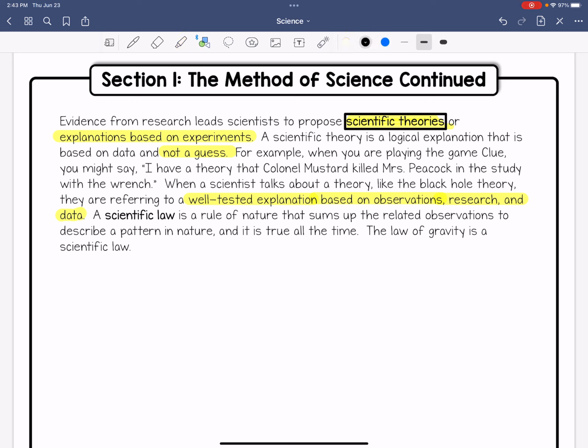And then I have a new vocabulary word. Scientific law is a rule of nature that sums up all the related observations to describe a pattern in nature. And here's the important part: it is true all the time. The law of gravity is a scientific law.